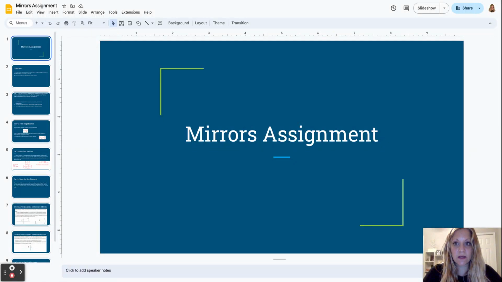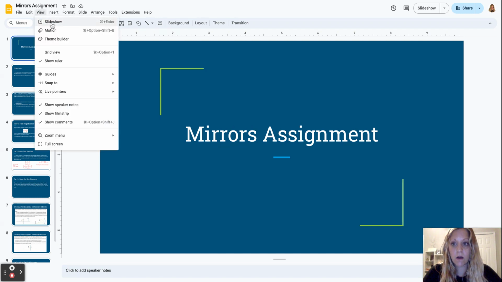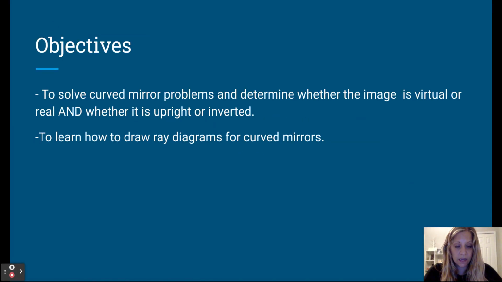I just wanted to take a minute and go over the mirrors assignment that you are working on in Module 8. In this video, we are going to talk about how to solve curved mirror problems and determine whether the image is virtual or real and whether it's upright or inverted. And then we're going to look at how to draw the ray diagrams for these different curved mirrors that you guys are working with.